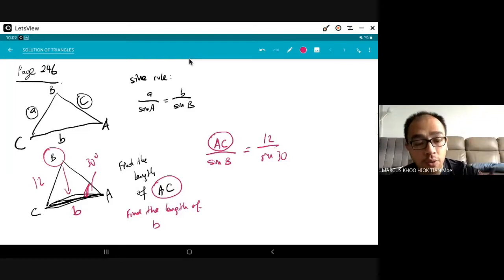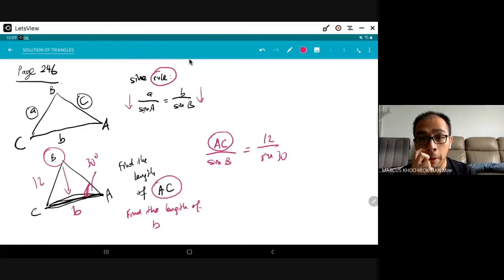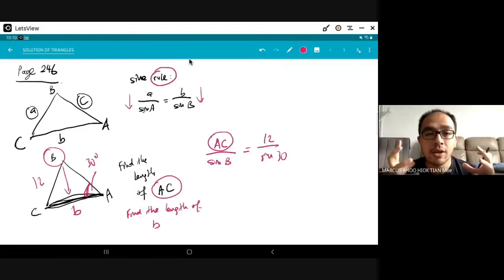The sine rule is not even a formula, you know. Notice that it's called a rule. A rule means it's just a ratio only. This ratio equals this ratio. That's it. The most important thing is you need to know what you want to find. If you want to find the angle, then you put the angle on top. If you want to find the length, then you put the length on top. That for me is more important, so don't be trapped by the formula.